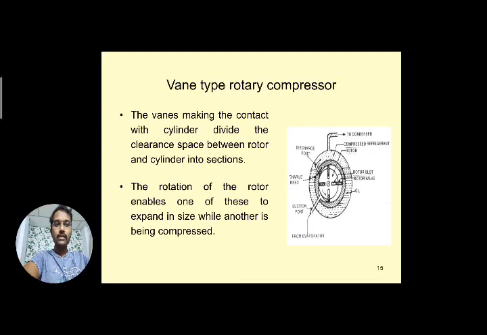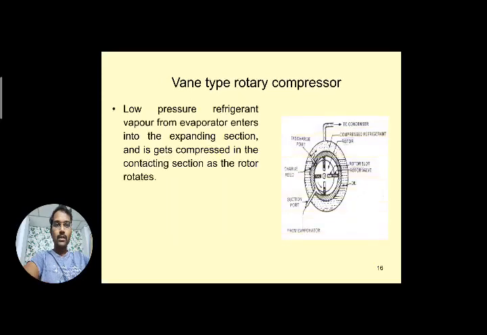So here the rotation of the rotor enables one of these sections to expand in size while another is being compressed. Next, the low pressure refrigerant vapor from the evaporator enters into the expanding section. Whenever it gets expanded at one side, a gap is provided at the suction side, so low pressure refrigerant enters, and it gets compressed in the contracting section as the rotor rotates.